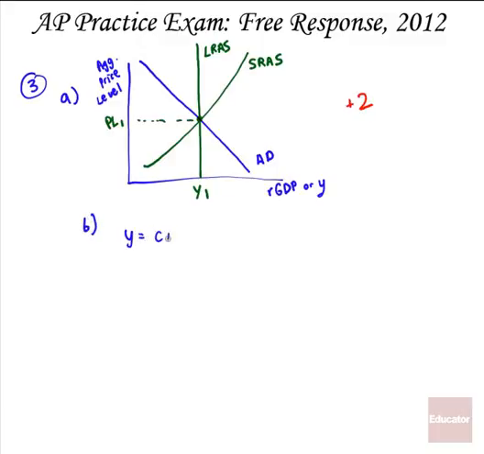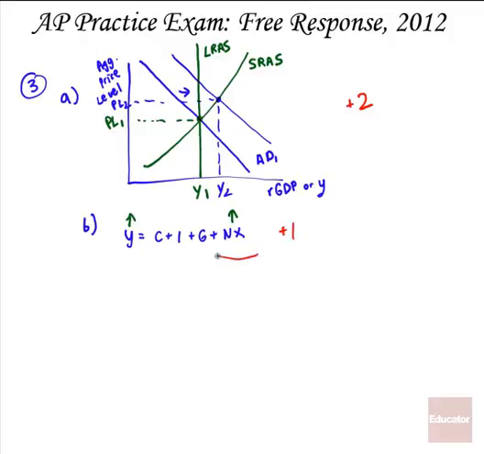Y equals C plus I plus G plus NX. Now, if there's an increase in exports, what's going on is that the NX is going to increase. So NX is going to increase. So Y, therefore, is going to increase. So now AD1 is now AD2. And so now you have here Y2 and PL2. So that will get you 1 point for part B here.